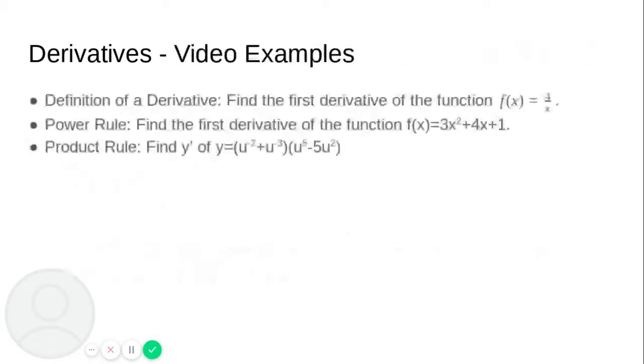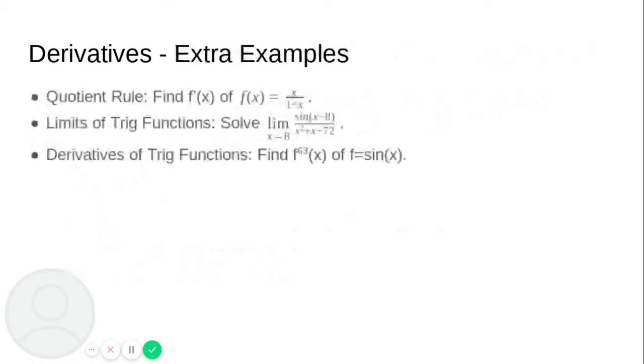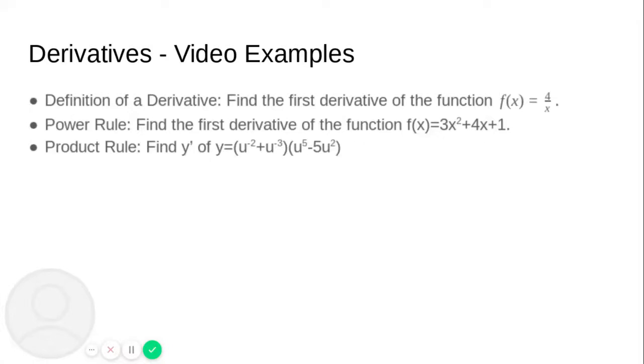So we'll go over a few examples in this video, looking at the definition of a derivative, the power rule, and the product rule. And then in the extra examples linked below, we'll look at the quotient rule, the limits of the trig functions, which we were just talking about, and derivatives of trig functions. But for now, we're just going to look at these ones.